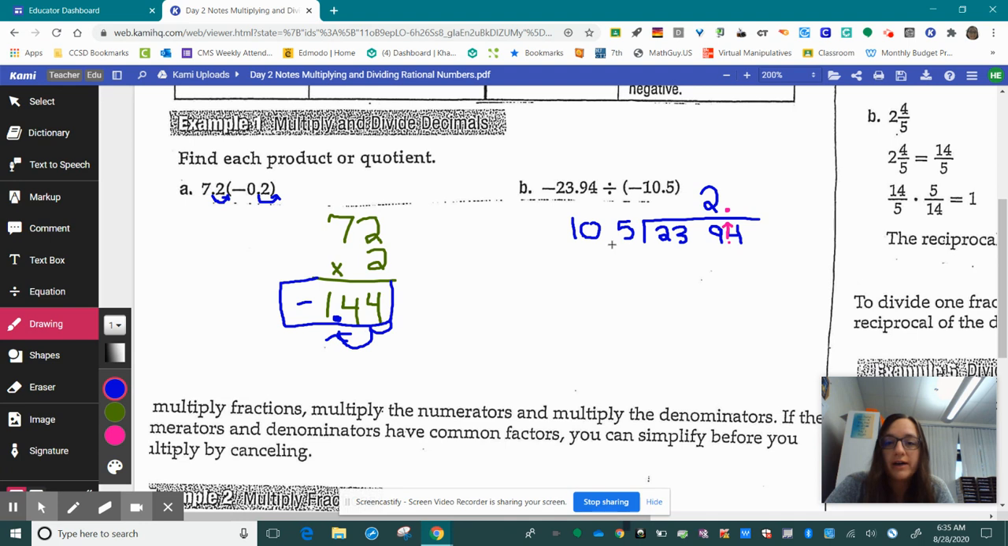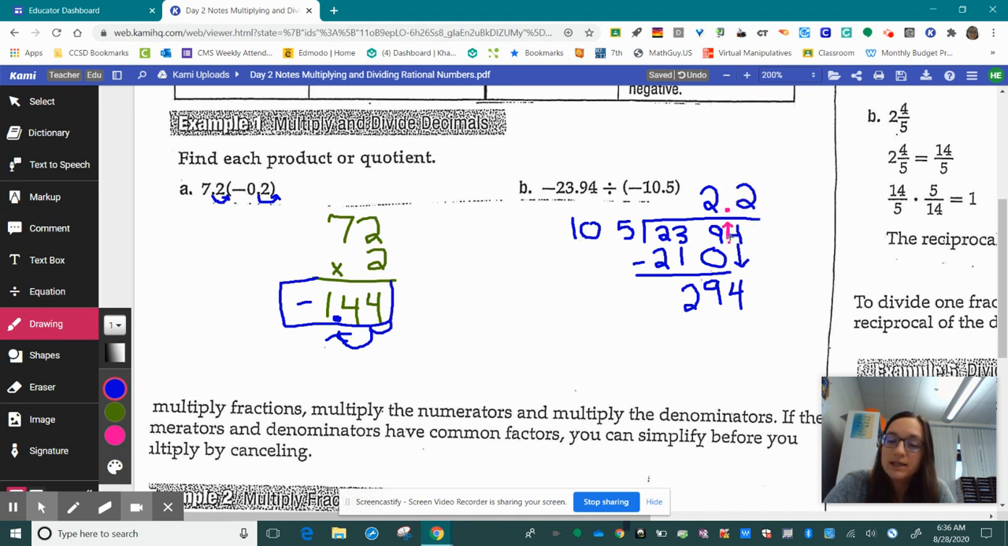2 times 105 could hopefully be mental math. So we get 210. We subtract. 9 minus 0 is 9. 3 minus 1 is 2. 2 minus 2, nothing. All right, so from there, we bring down our 4. How many times does 105 go into 294? Well, 3 is still too big because it'd be 300 and something. 315. So we're going to just multiply by 2 again.